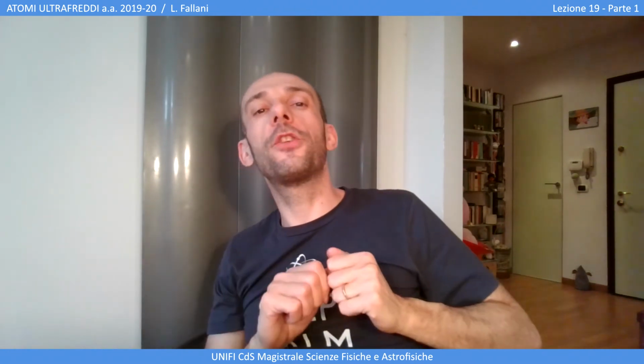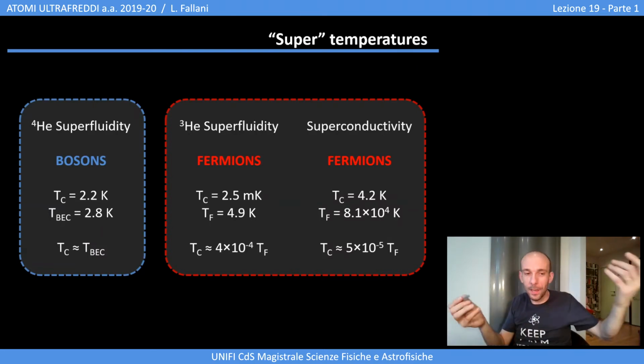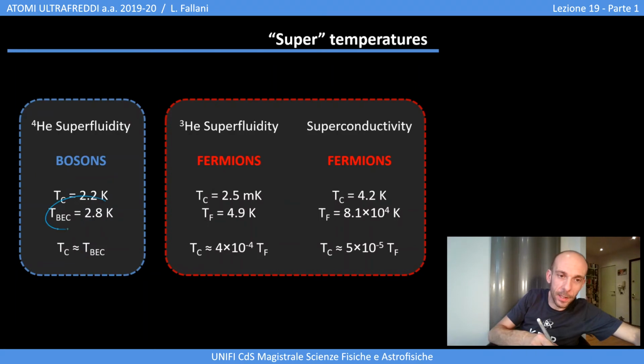Now, before going back to atoms, let me just show you one important feature of this condensation of fermionic pairs. This feature is connected to the critical temperature. In the case of helium-4, you have bosons, and so the superfluidity happens at the same temperature for which you have quantum degeneracy. And so this temperature is basically equal to the Bose-Einstein condensation temperature.